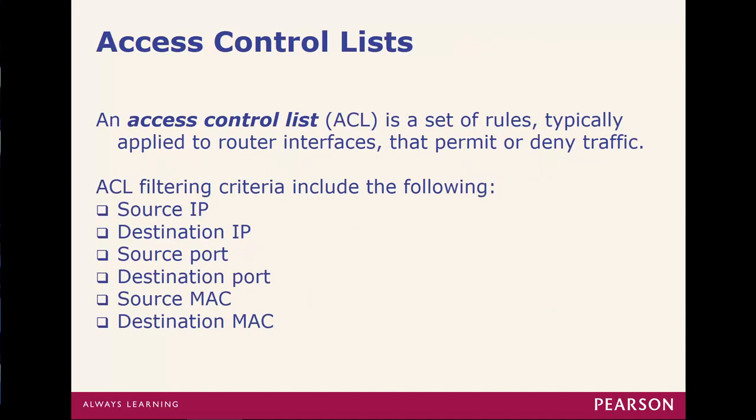Access control lists. Those are lists that we can filter off of, normally made up of several access control entries. We can filter based off of source and destination addresses, source and destination MAC addresses, and source and destination port addresses. That way we could say only allow access to this IP address, only allow access to these ports. That would be an access control list.